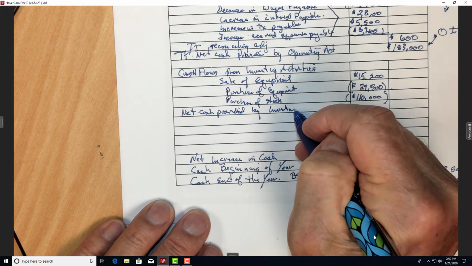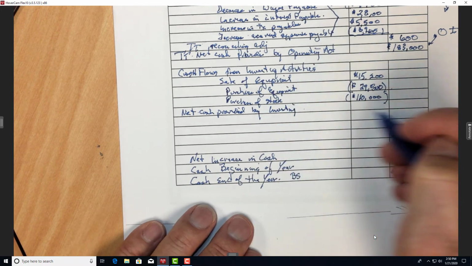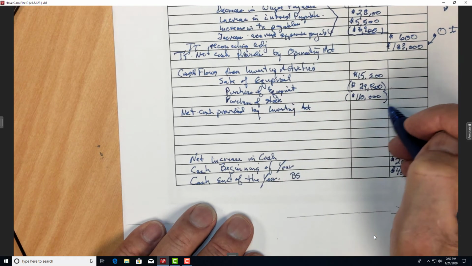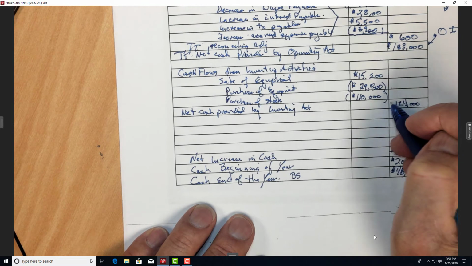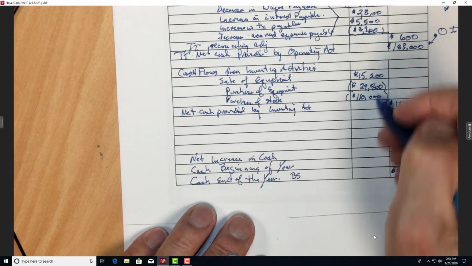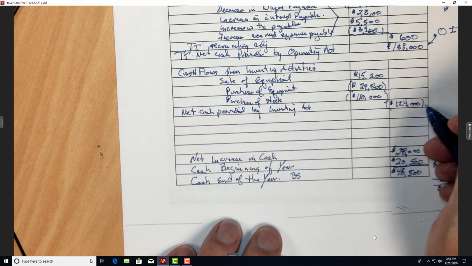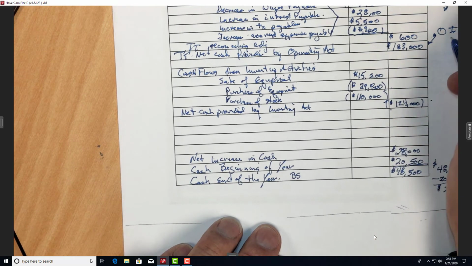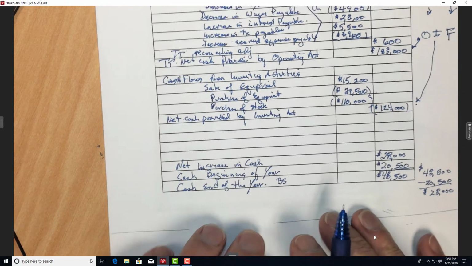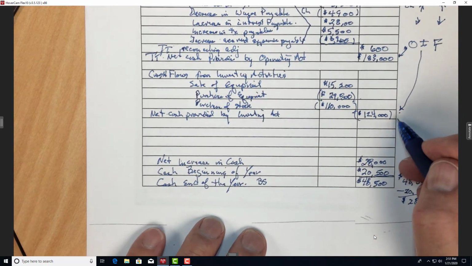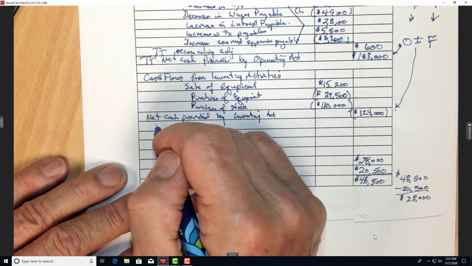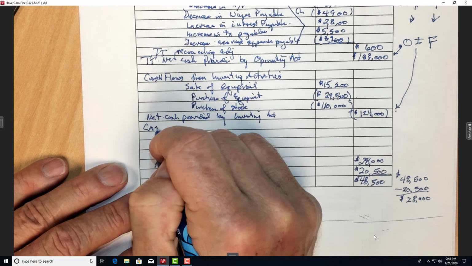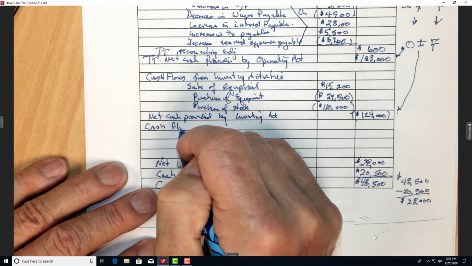So the net cash provided by investing activities is $124,000 cash flow out. So when we sum those all up, it's $124,000. So there's the I. There's the I in our OIL.